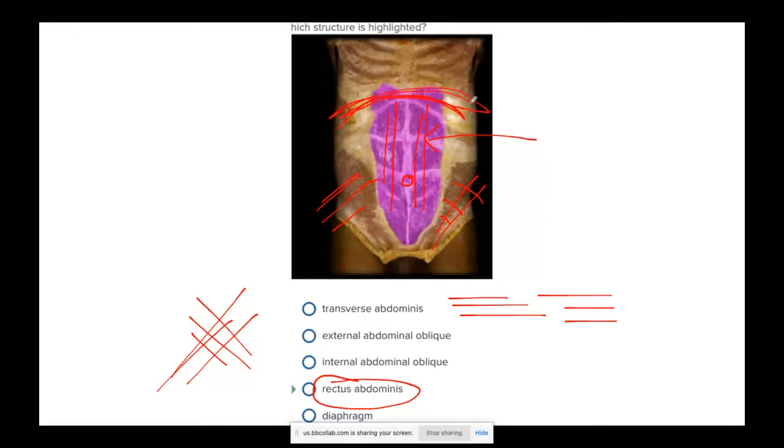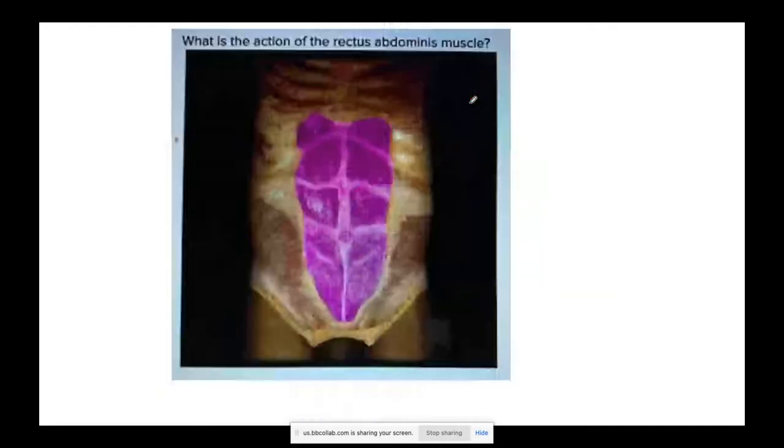All right, so hopefully you would have gotten that one right. What is the action of the rectus abdominis? It flexes the trunk, right? It brings your upper torso downward like you're doing a crunch.